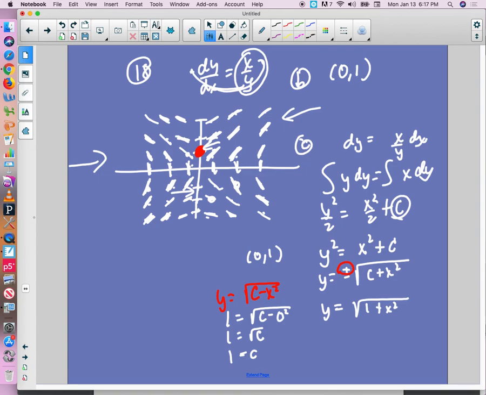At 0, you get 1. So now I know what it looks like. I can actually find points. At 0, I get 1. And then if I fill in 1, I get the square root of 2, which is about 1.414. And if I fill in 2, I get the square root of 5, which is about 2.2. So the square root of 1 plus x squared is going off like this.